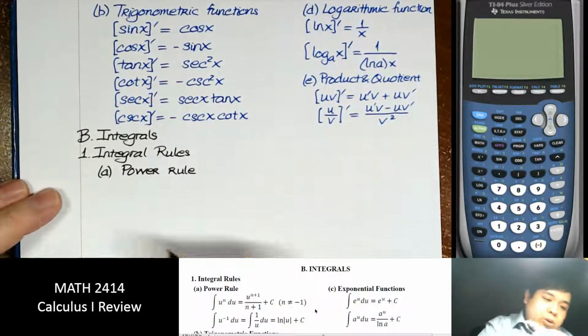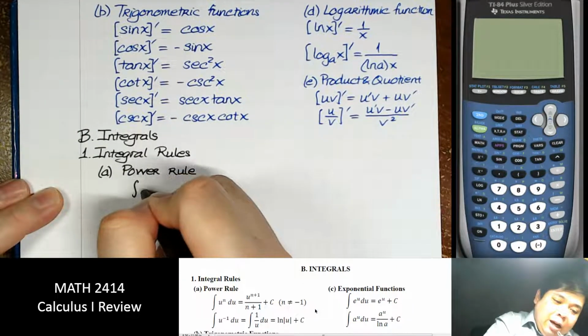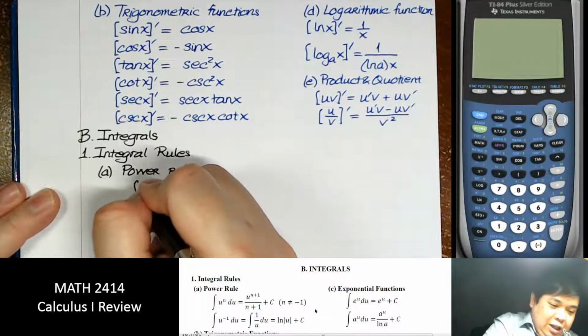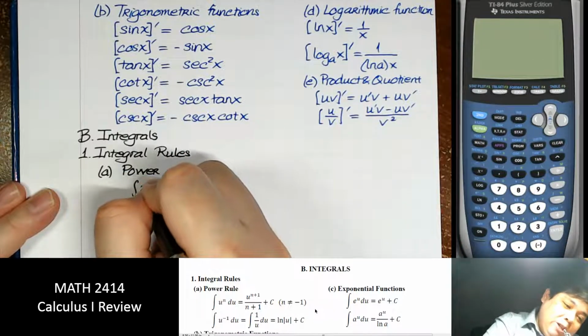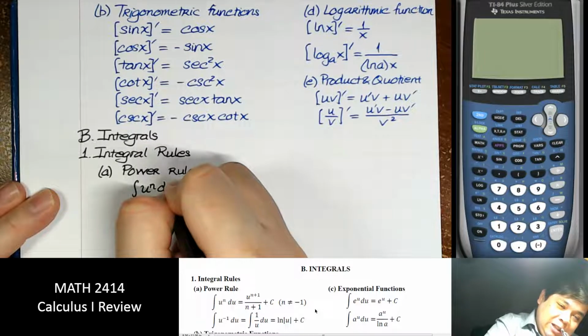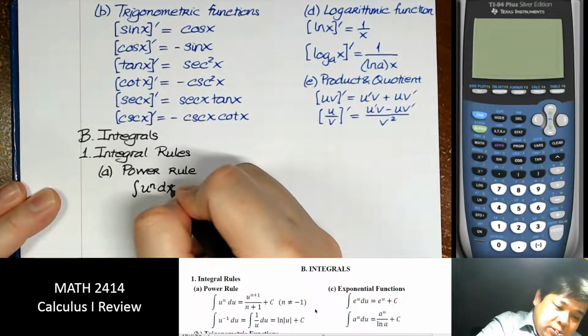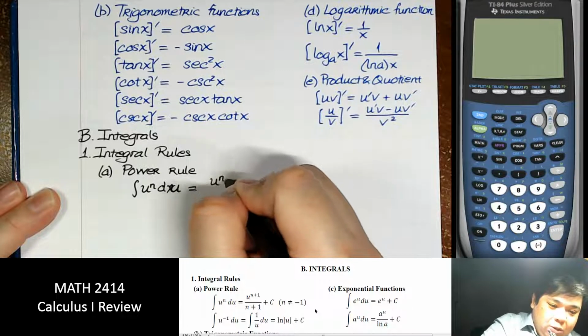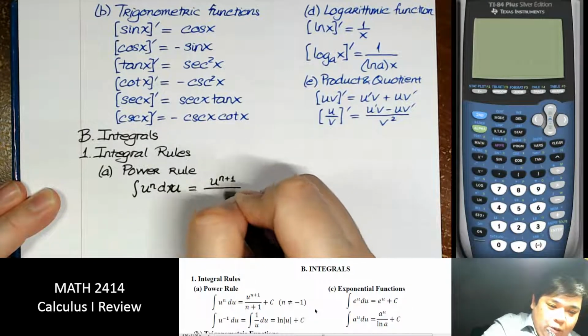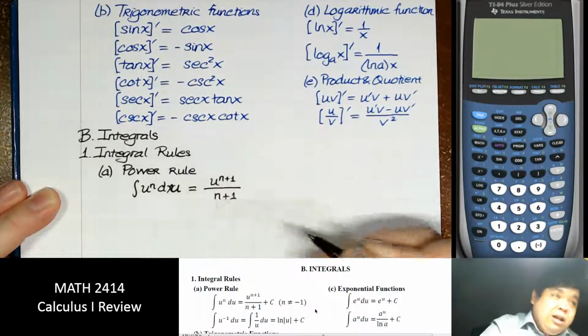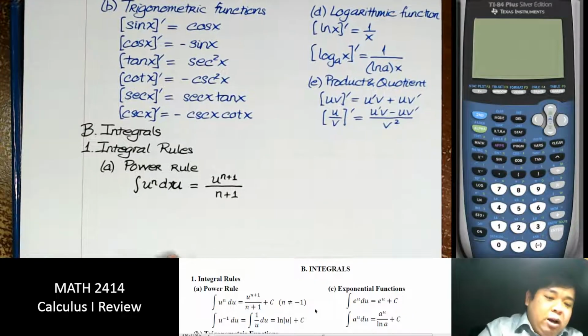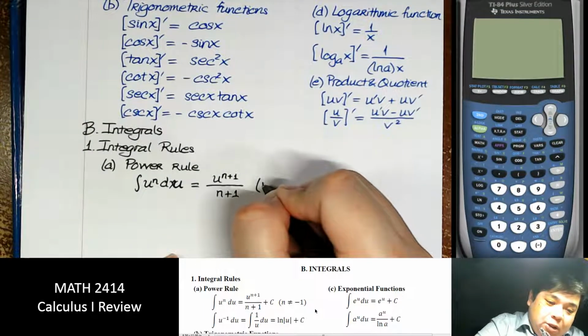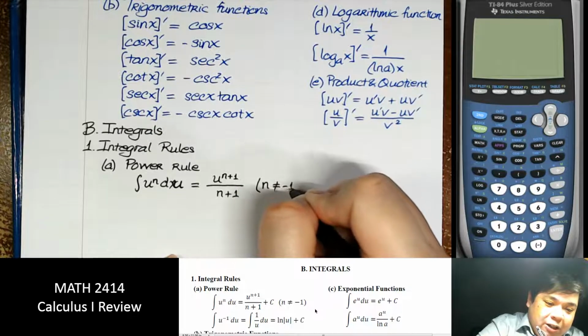Right. Power rule. Integral of u to the n, du, is u to the n plus 1 over n plus 1. And since we divide by n plus 1, it cannot be 0, so n is not equal to negative 1.